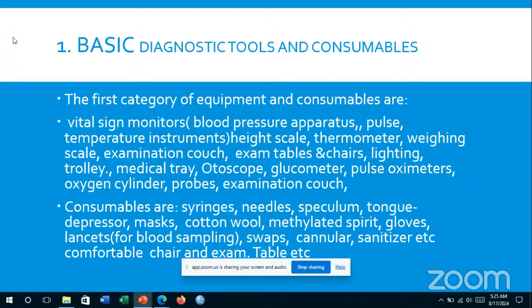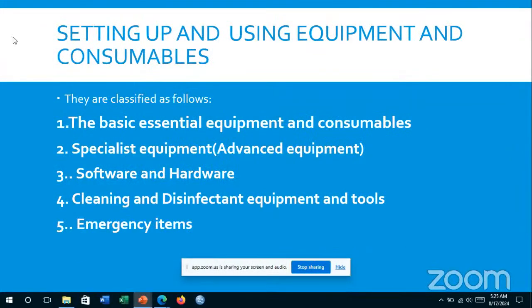To start with, the equipment and consumables under rehabilitation medical services are classified as follows. We classify them to be the basic essential equipment and consumables. We classify them to be specialist equipment, and those ones are referred to as advanced equipment. We classify them to be under software and hardware. They are classified to be cleaning and disinfectant equipment and tools, while the last one is on emergency items.